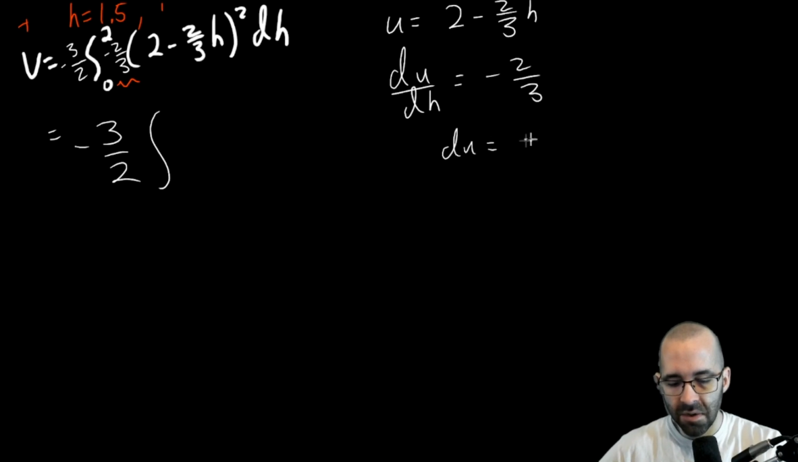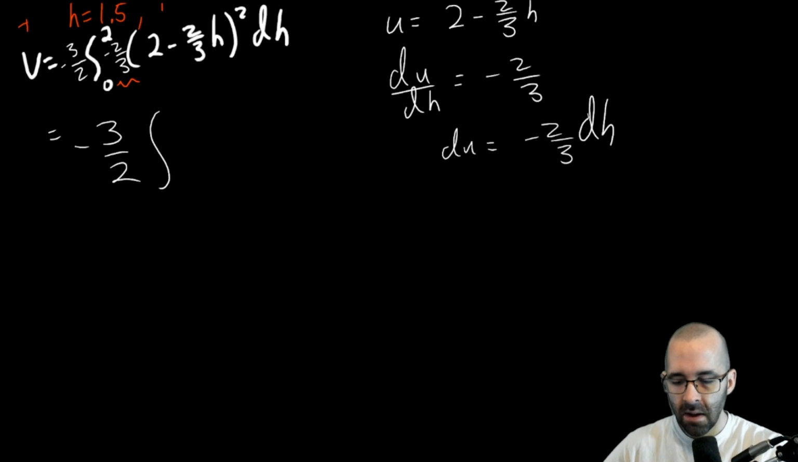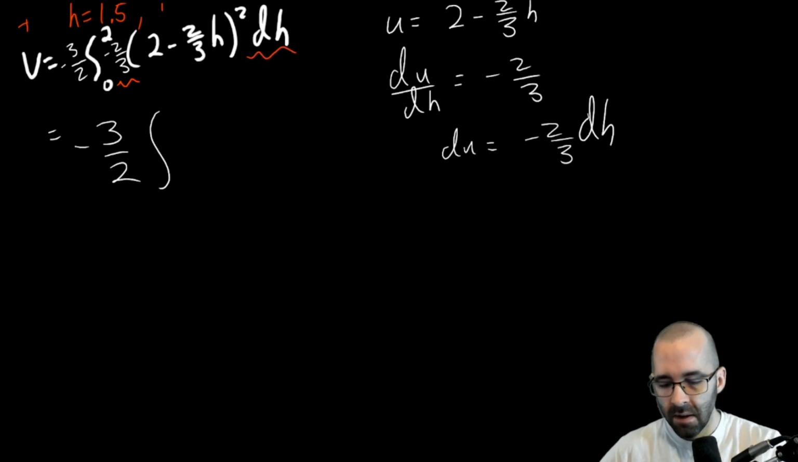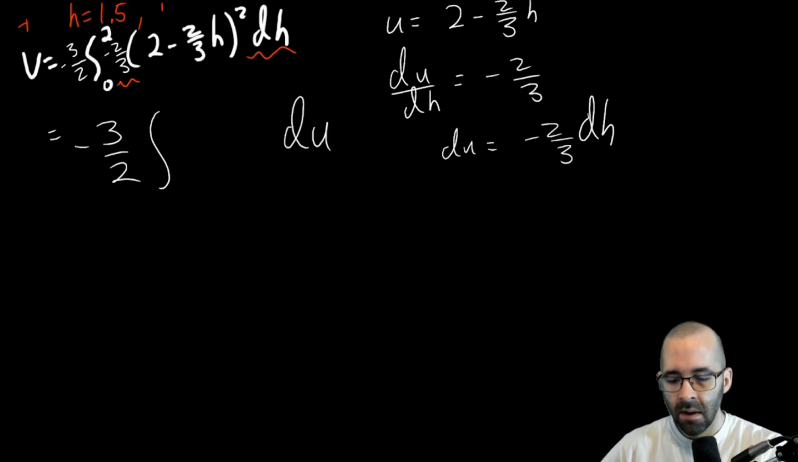Du is negative 2/3 times dh. So this is our du right here. And this is just u squared. Now we don't have to FOIL it out at all. All that's left is where do our limits go?